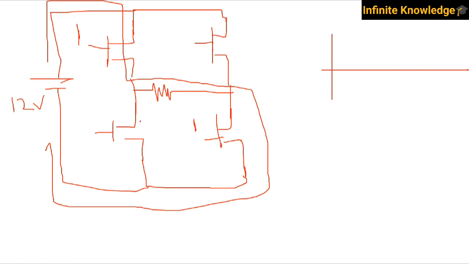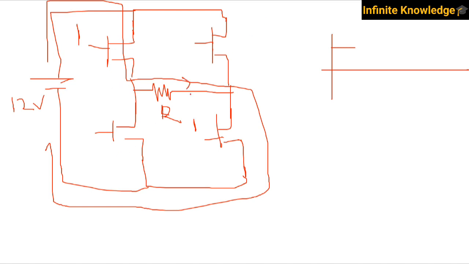If I draw the waveform for this current, especially for this resistive load, or I can say R, you get this type of current. Once, in one direction, I can say it flows from this direction to this direction.